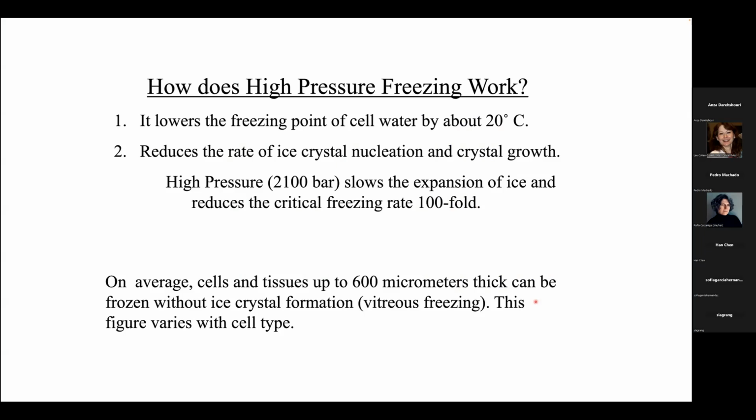How does high pressure freezing work? We heard a little bit about that in the last talk, so I won't belabor it too much, but essentially you raise the pressure to about 2100 bar, which slows the expansion of ice and reduces the formation of ice crystals. It also lowers the freezing point of the cell by about 20 degrees Celsius. So you can freeze this thicker sample very rapidly and not generate damaging ice crystals. Theoretically, you could get to about 1.5 millimeters, but to play it safe, or from what I've seen in my hands, 300 microns to 600 microns is the sweet spot in terms of thickness for high pressure freezing.